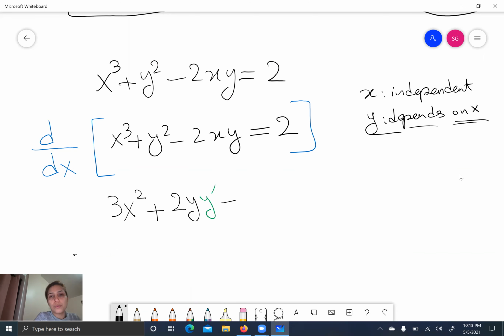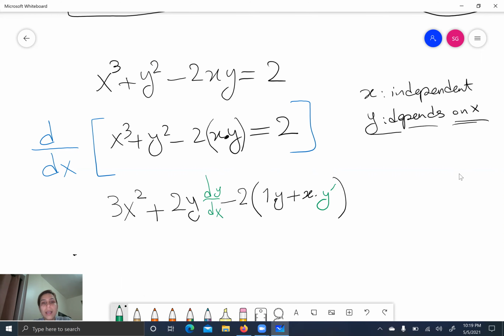By y prime, I mean the derivative of y with respect to x. Minus 2. Now here we have a product, you see, we have a product of x and y. So we need to apply the product rule. So minus 2, and here I'm gonna apply the product rule. So x times y, what is the derivative of x times y? By the product rule, we take the derivative of the first one, which is 1, multiplied by the second one, plus the first one multiplied by the derivative of the second one. The derivative of the second one is gonna be y prime, because we are taking the derivative with respect to x. So it's gonna be the derivative of y with respect to x. Let me use the alternative notation. So this is gonna be dy/dx.